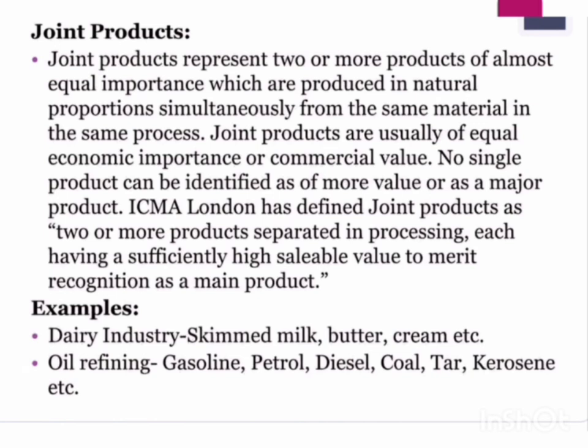These joint products usually have high economic importance and commercial value, since it is very economical because we need not involve different processes in production. Only in one single production process, various kinds of products can be derived. For example, in the dairy industry, when we process milk, we get skimmed milk, butter, cream, and various kinds of dairy products in one single process. The same is true of the oil refining process. We get gasoline, petrol, diesel, coal tar, kerosene, etc.